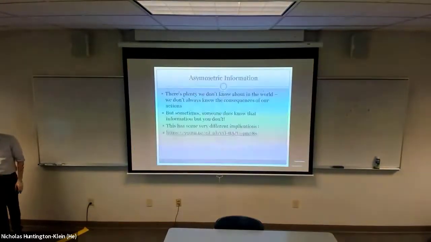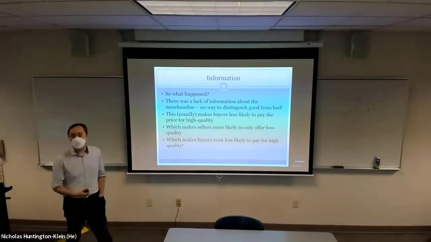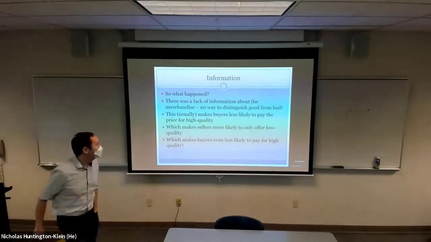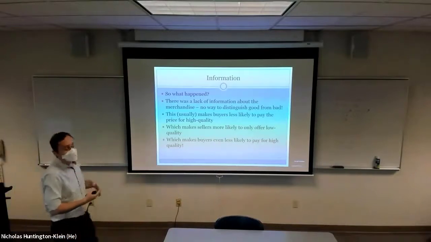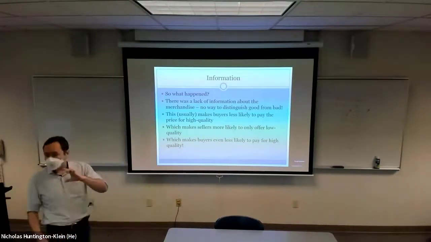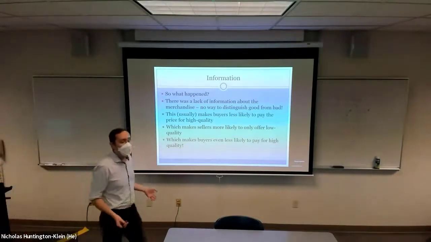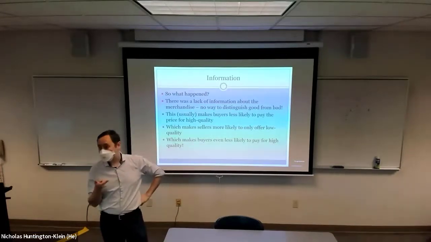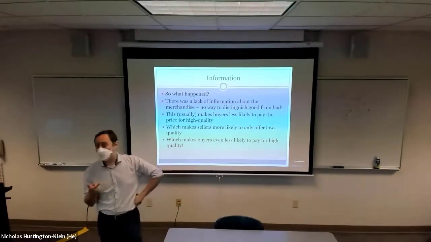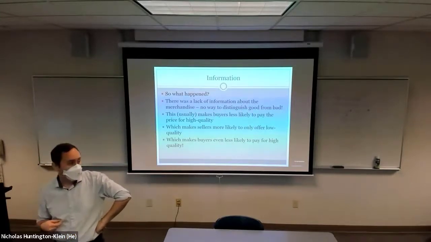What happened in this game? So there was a lack of information about the merchandise, right? There's no way to distinguish good from bad. If the seller could have shown you what they'd written down, then what would have happened in that game? Well, all the people who decided to sell high quality merchandise would be like, hey, I actually am selling high quality merchandise, look what I wrote down. And all the low quality people would be like, yeah, I sell high quality merchandise too.